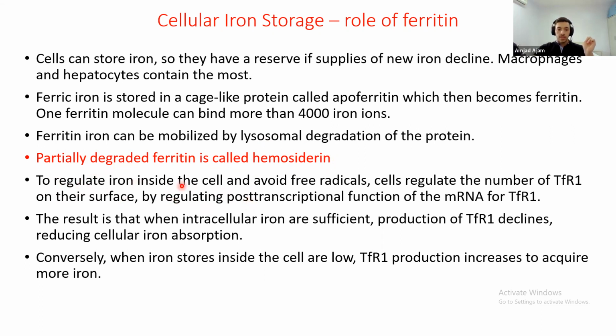Now, to regulate the iron inside the cell and avoid free radicals, we need to regulate the number of transferrin receptors by regulating the transcription function of the mRNA. I will talk about this in the next slide. The result is that when the intracellular iron is sufficient, the production of the transferrin receptor declines. I will talk about this also in the next slide.